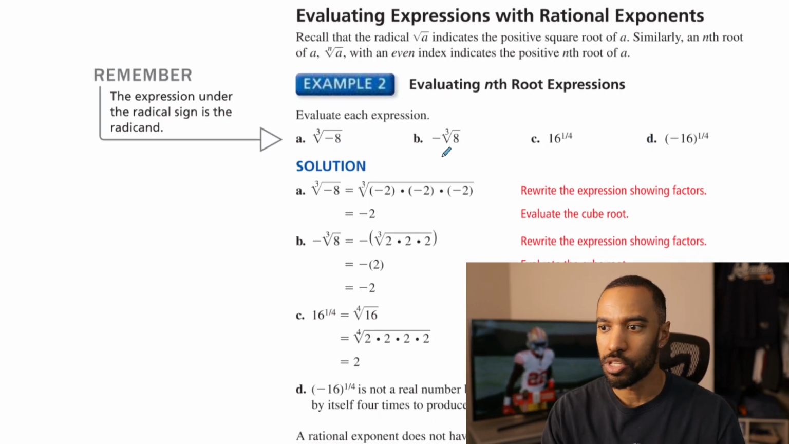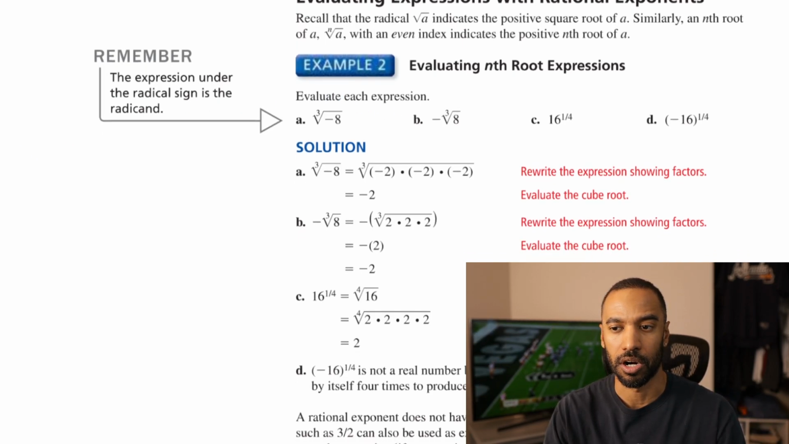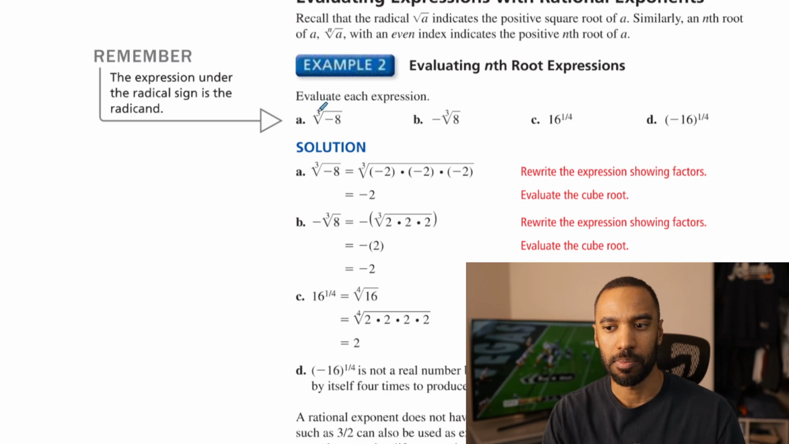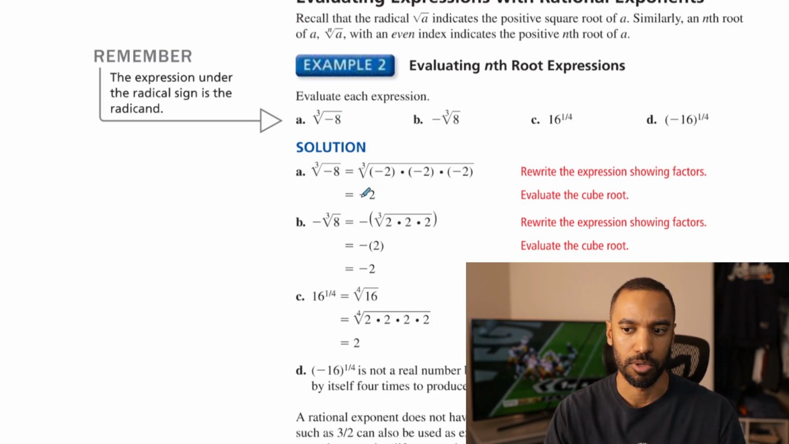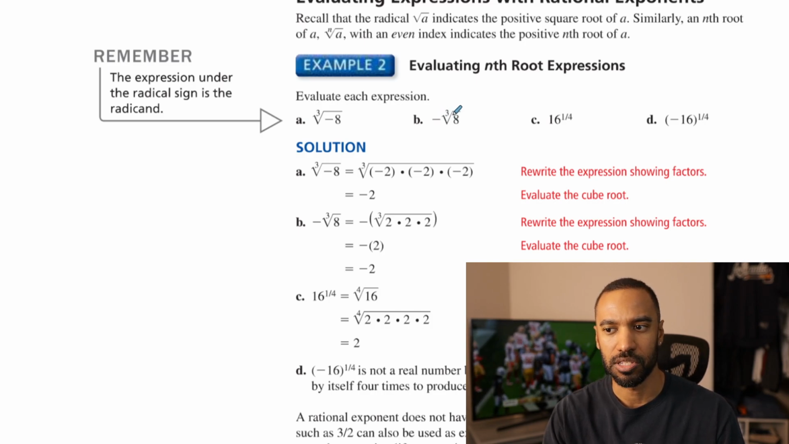Evaluate each expression. So these ones are straight up evaluate them as they are, sign and all. I don't know if they're going to give us ones that aren't possible. The cube root of negative 8 should be negative 2 because there are 3 negative 2's to multiply to become negative 8. The negative cube root of 8 is also negative 2 in that sense because the cube root of 8 is 2 and then apply the negative.